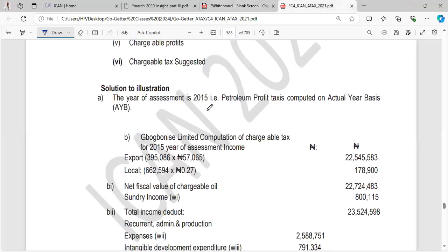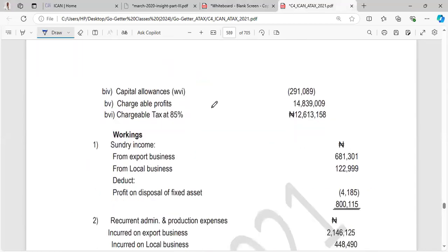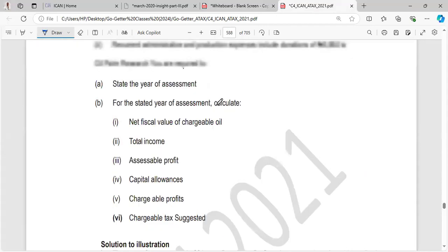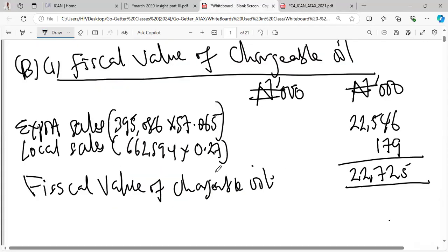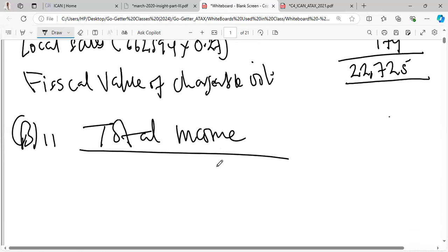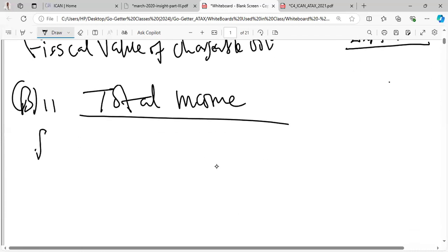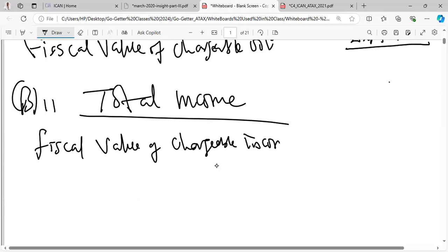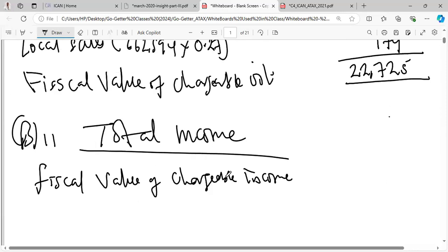The next thing we are asked to do is to look for total income, which is this B2. B2, we're looking for total income. The total income will be fiscal value of chargeable income, which is what we did before. We have 22,725.